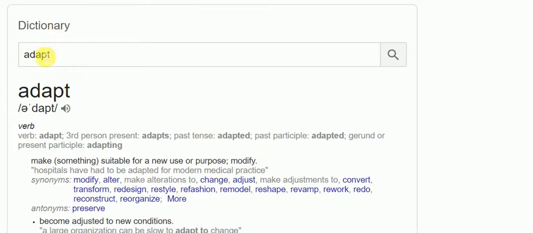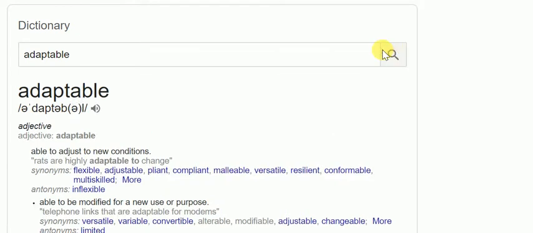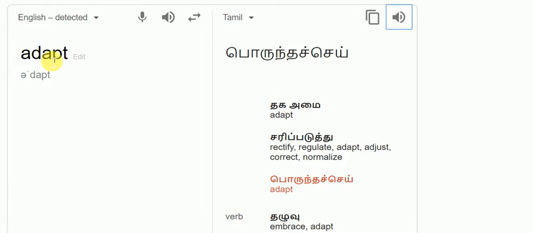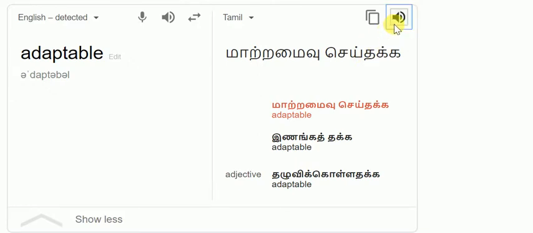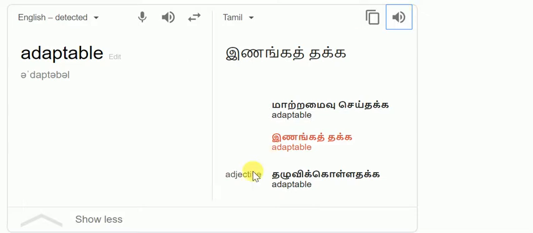Third vocabulary is adaptable. Let me tell you the difference between adapt and adaptable. Adapt is when something comes newly and you try to make it suitable for you. Adaptable is adjusting yourself to the new condition. In Tamil, we can say மாற்றமைவு செய்தக்க, or otherwise இணங்கத்தக்க. It's like adjusting yourself to the surroundings.